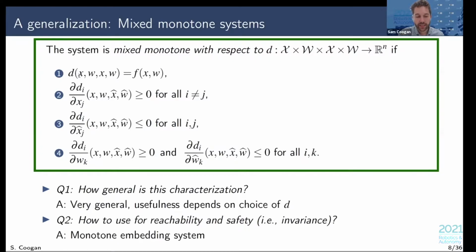The first is that if I substitute in the same value for the pair of the states x and x hat, and the same value for the pair of disturbance inputs w and w hat into the decomposition function, I recover my original vector field f. So this tells you that the decomposition function somehow contains all of the information that was originally in the vector field f. And then it needs to satisfy these other ordering properties that are reminiscent of the infinitesimal characterization of monotonicity. So the second property is that the partial derivative of the ith entry of the decomposition function with respect to the jth entry of the first state argument needs to be positive for all i, j.